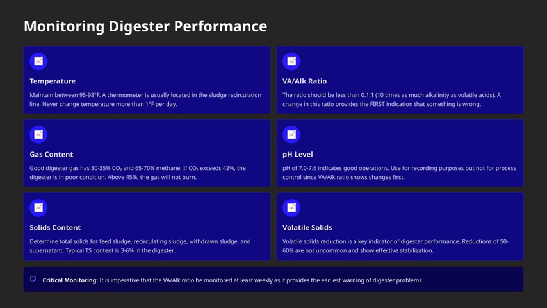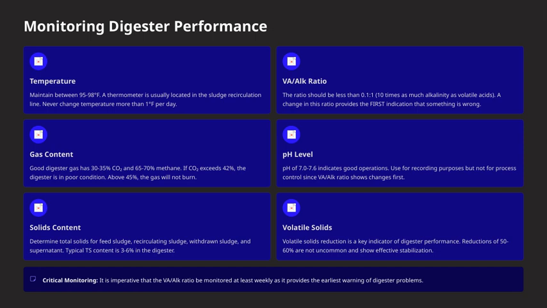When it comes to gas content, good digester gas typically contains about 30 to 35% carbon dioxide and 65 to 70% methane. If the CO2 level exceeds 42%, it indicates the digester is in poor condition. And if it goes above 45%, the gas may not burn properly, which impacts energy recovery.